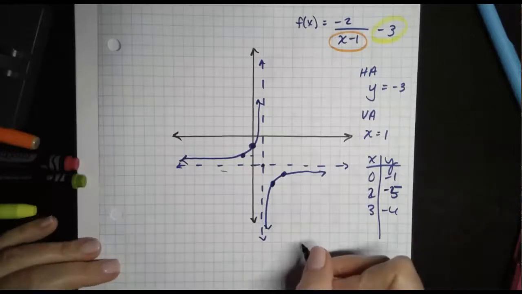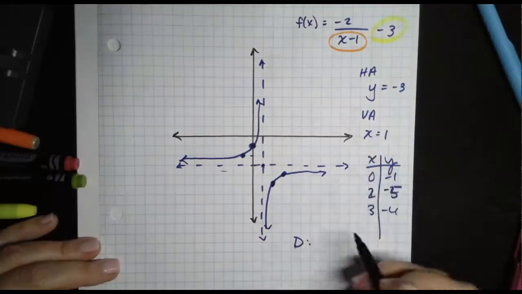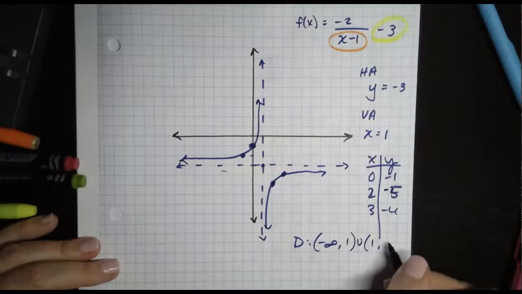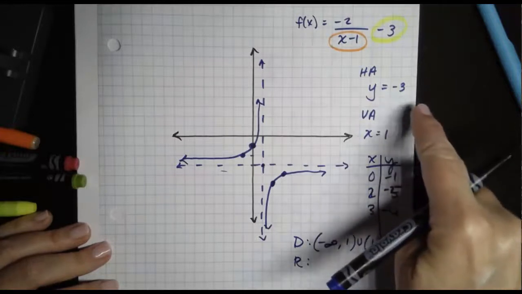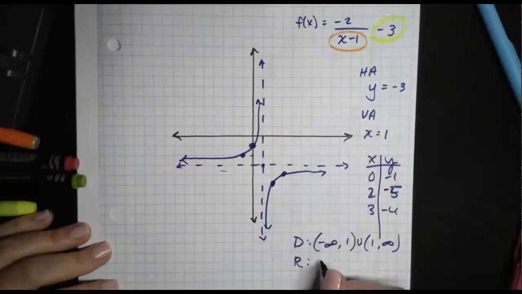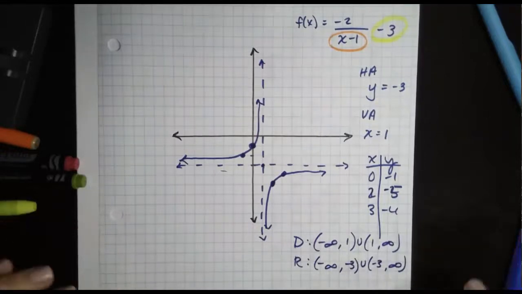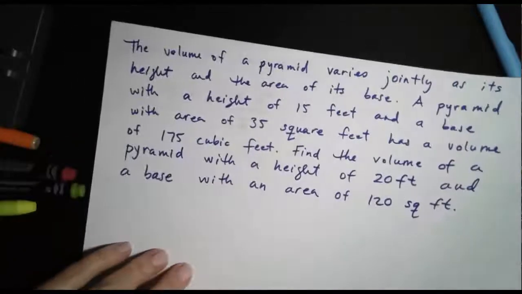What's our domain here? Just thought I'd give a plug for the domain. It's everything but 1. So -infinity to 1, union 1 to infinity. Our range is also restricted in this particular graph. It's everything but -3. So -infinity to -3, union -3 to infinity. There we go. That's a rational function. 2 more quick problems here.